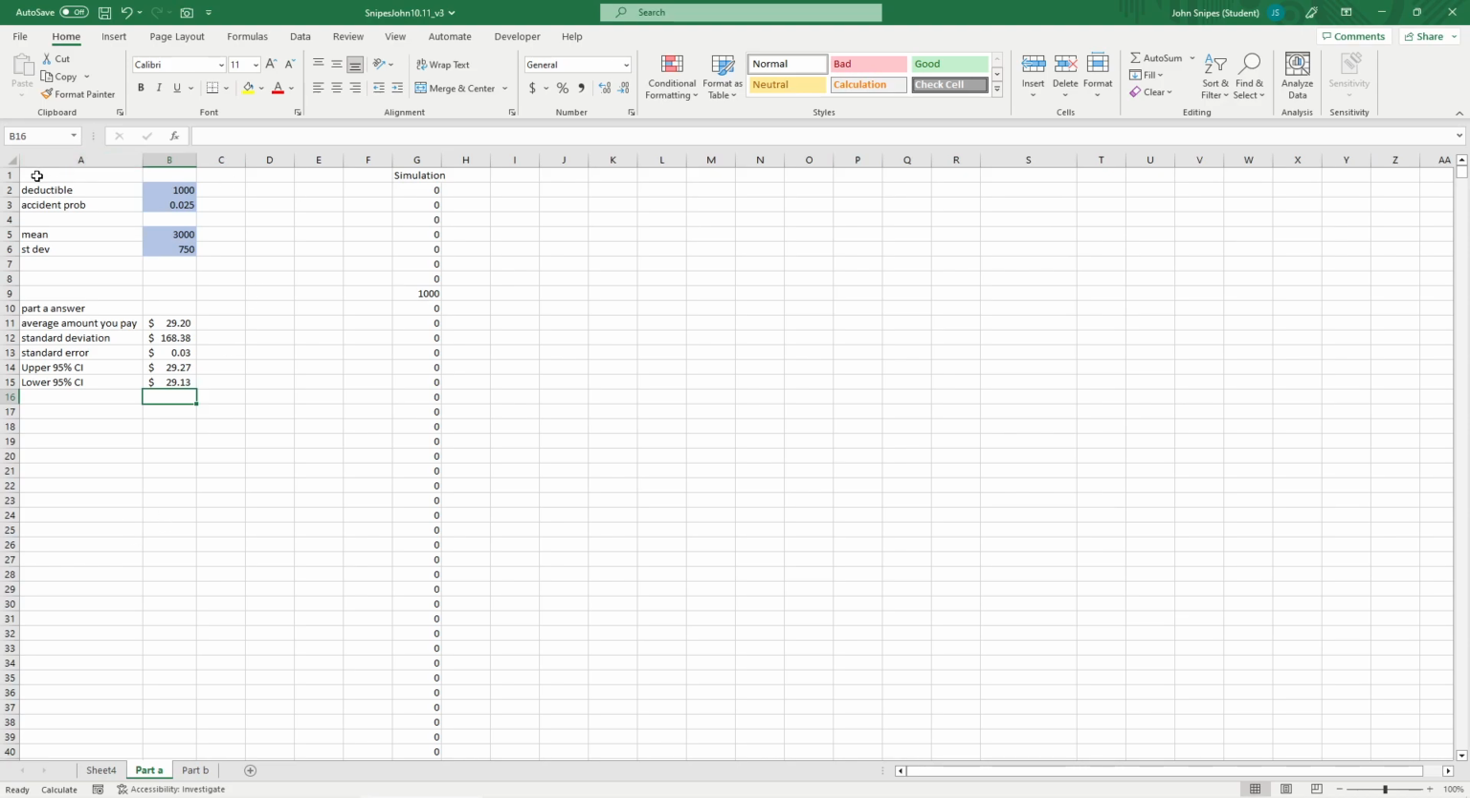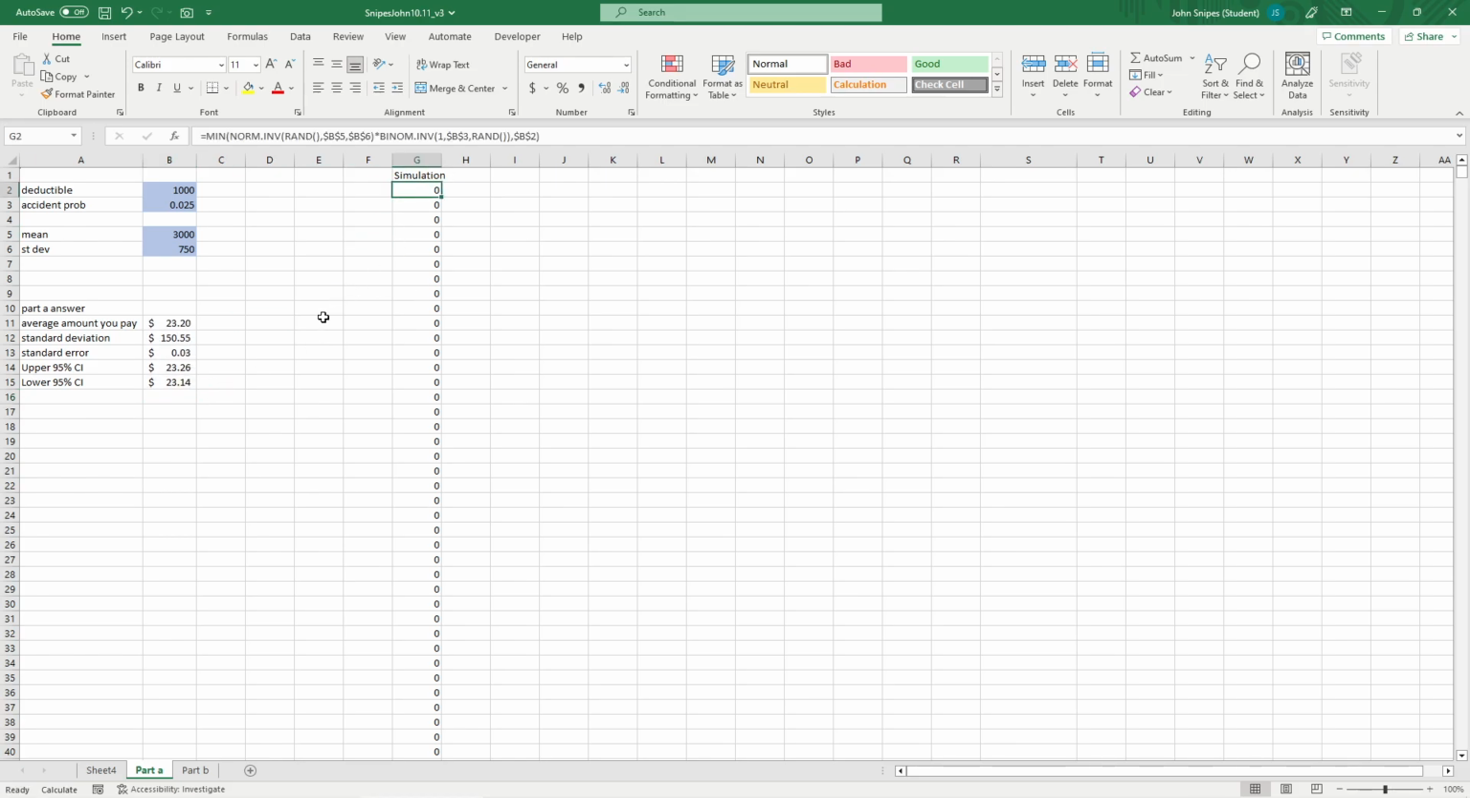On Part A, I've got the inputs over here on the left in blue, and then our outputs are over here. So the question was asking if you have a $1,000 deductible and 0.025 accident probability, what you could expect your output to be. So the average amount you could expect to pay is $29.20, and our confidence interval is from $29.27 to $29.13.